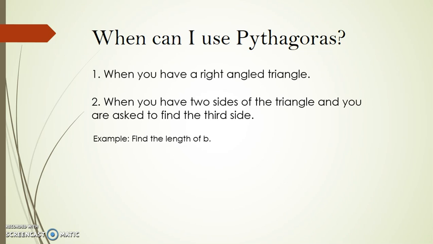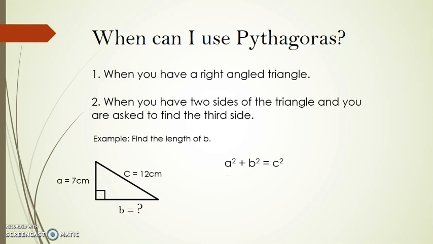Okay, so here's an example. We've got side A is 7 centimeters, side C is 12 centimeters, and you've got to find side B. So you've got two sides and you've got to find the third side. So we're going to use Pythagoras. A squared plus B squared equals C squared. So A is 7, C is 12, so 7 squared plus B squared equals 12 squared.